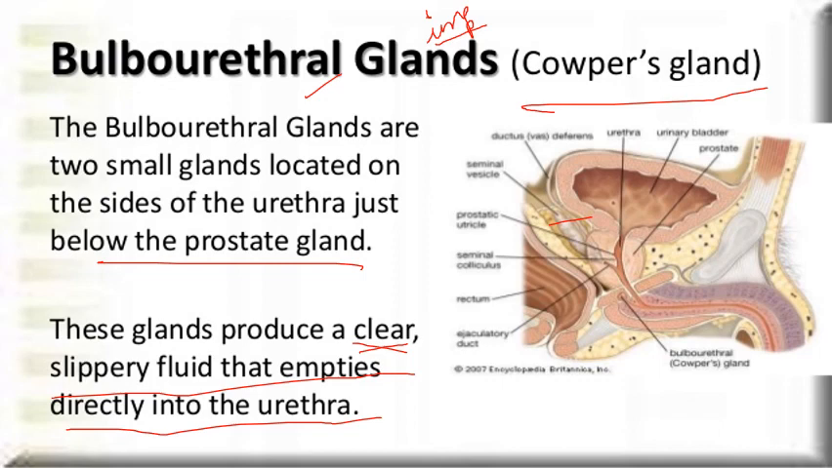So these are some of the accessory sex glands, and their roles and locations are very important from the board exam point of view. So this is it for this part of the video. I guess this much is enough, and in the next video we'll be talking about the female reproductive system.